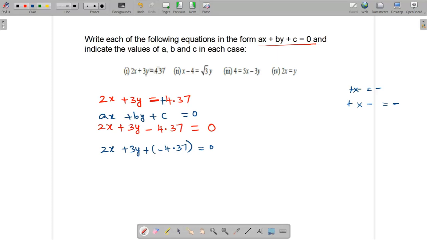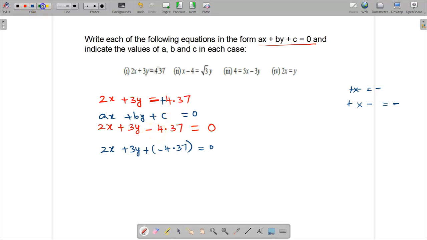Or else, by seeing the equation itself, even without writing this, we can compare. Here it is plus c. If it is a plus value, I can write c is just 4.37. If it is a minus value, I can write c is equal to minus 4.37. So the concept is this, and you can easily write it if you understand it directly.